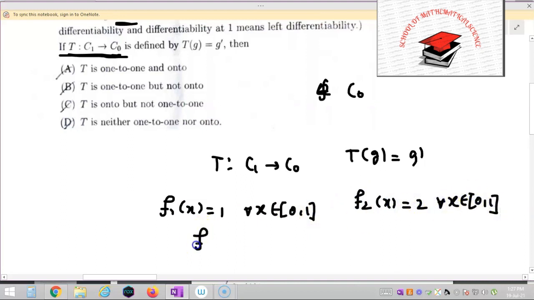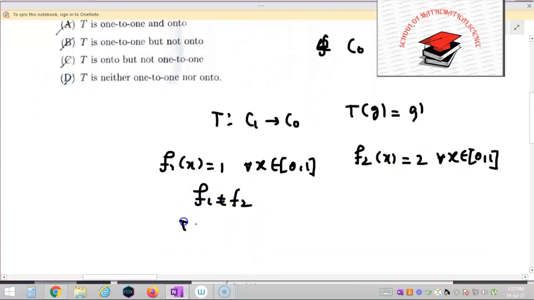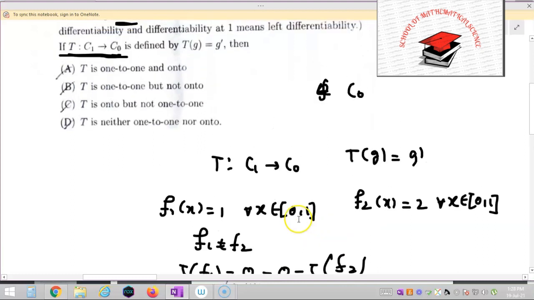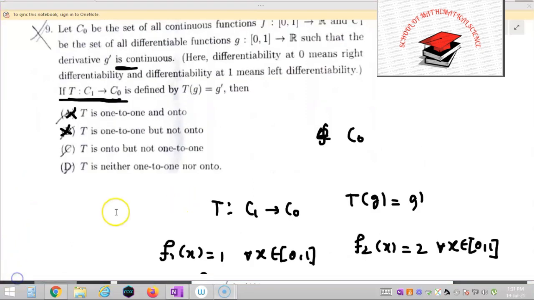So I can say f1 is not equal to f2, but T of f1 is equal to 0, which is equal to T of f2. Then T is not 1-1. So as T is not 1-1, I can discard this option, and there are 2 remaining options. We need to check whether T is onto or not. For this, we need to check whether this function is onto or not.